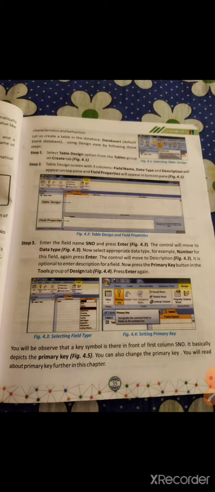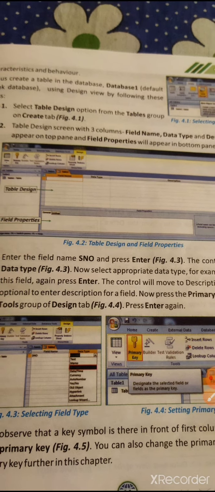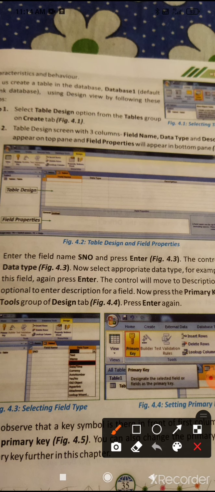See, this is the interface of design view. Here this is the field name. Here we have to enter the field name, and this is the data type. We have to enter the particular data type for this field name, and this is the column for description. This description column is optional. It is a description of each field.